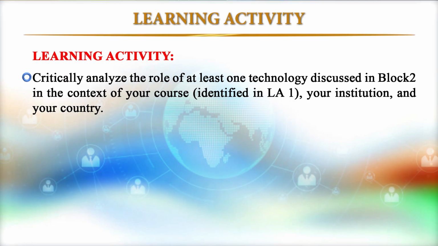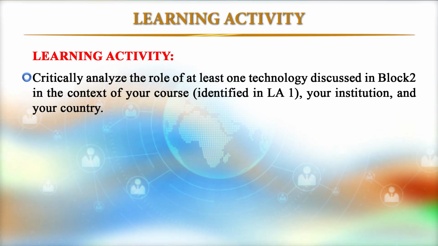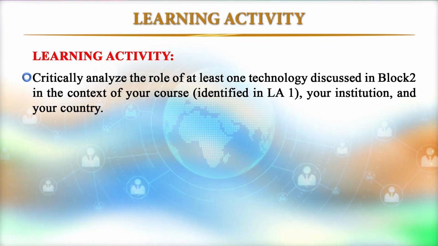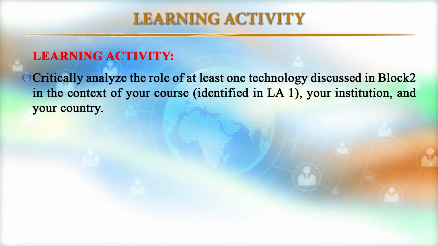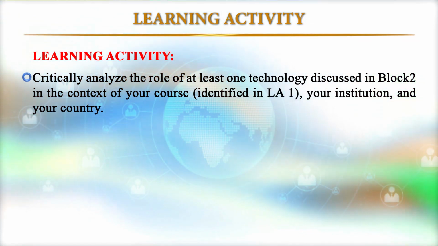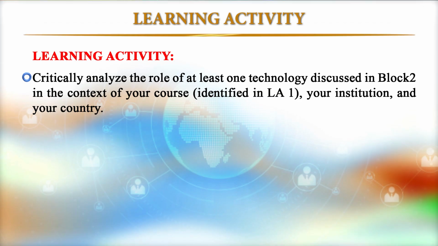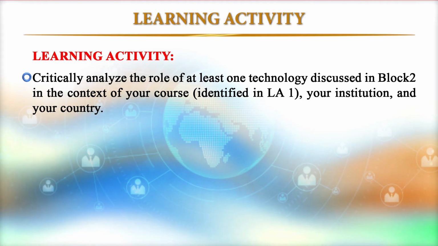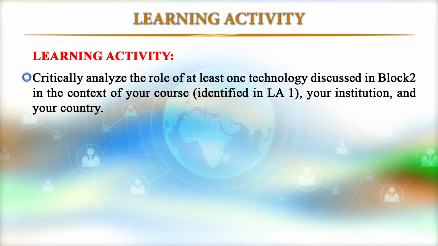So, in this learning activity, the requirement is to critically analyze the role of at least one technology discussed in block 2 in the context of your course. That means your course is the one you identified of your choice in learning activity 1, which will continue from learning activity 1 up to learning activity 10. So, you have to carry forward the course of your choice from activity 1 to activity 10. Basically, all the components of whatever activity you are going to do are based on your selection of the course.